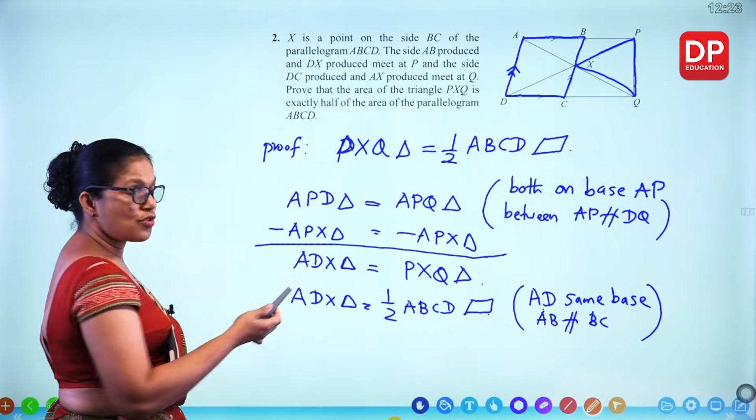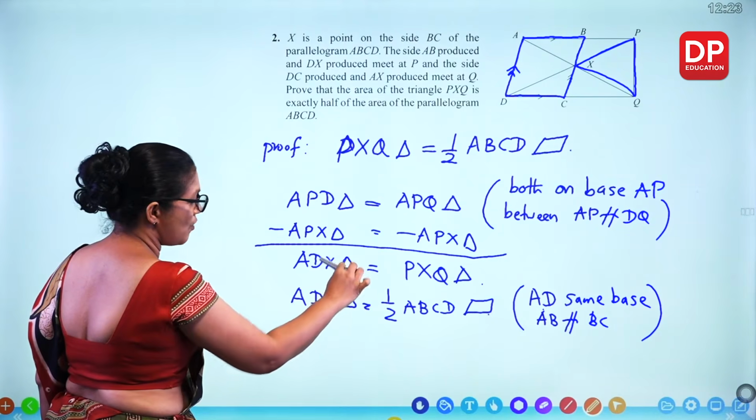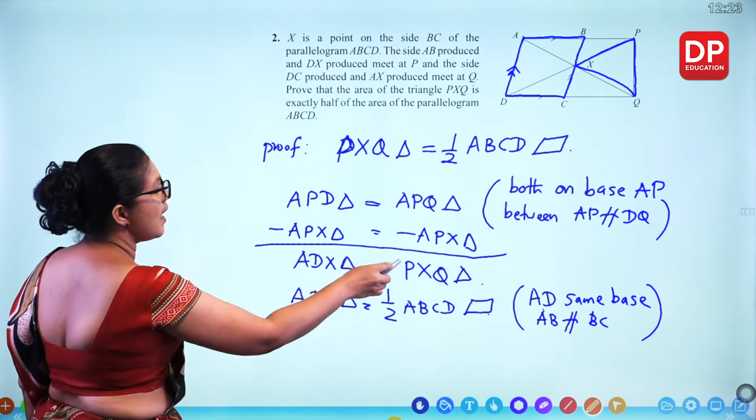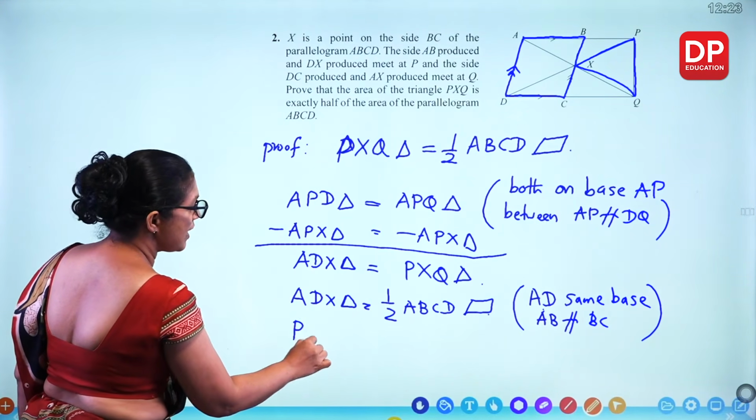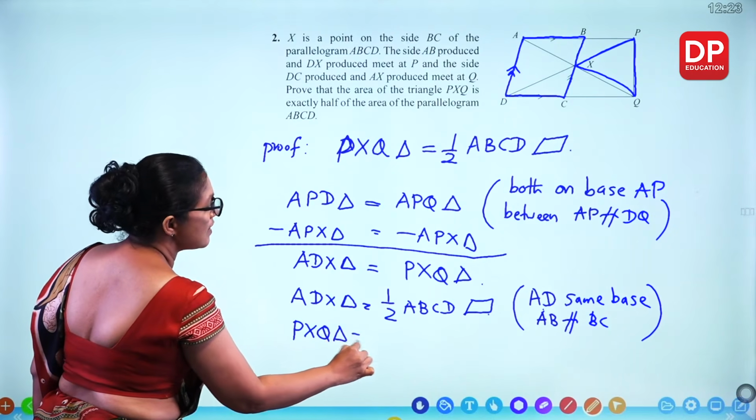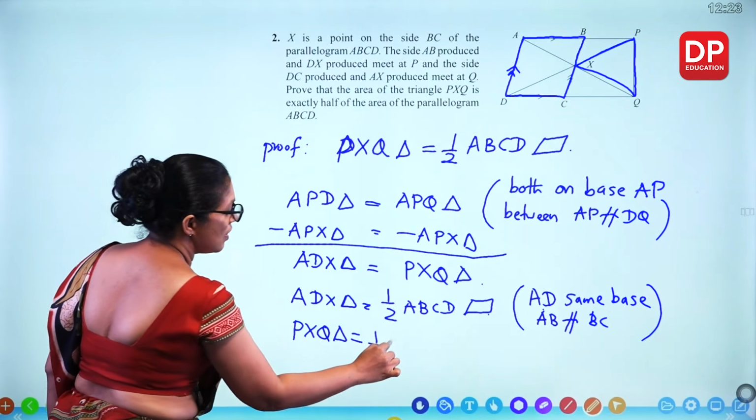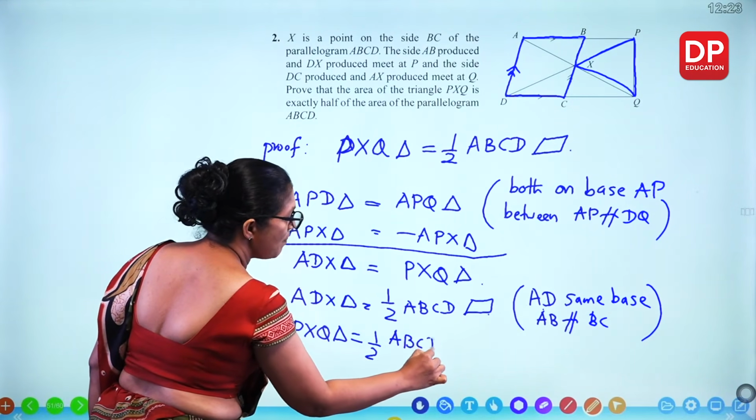Now look at these two. You can straight away write down left hand side is equal. I can write PXQ triangle is half of ABCD parallelogram.